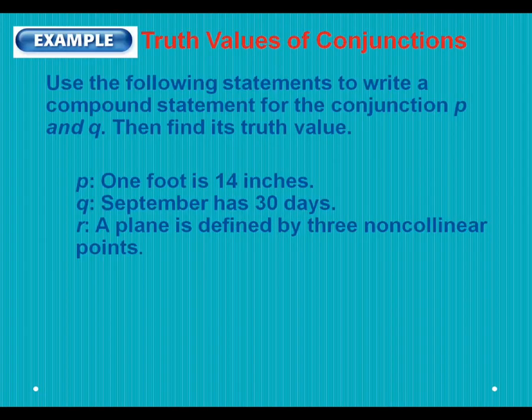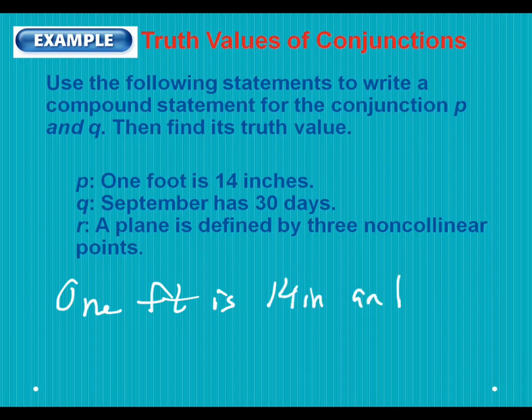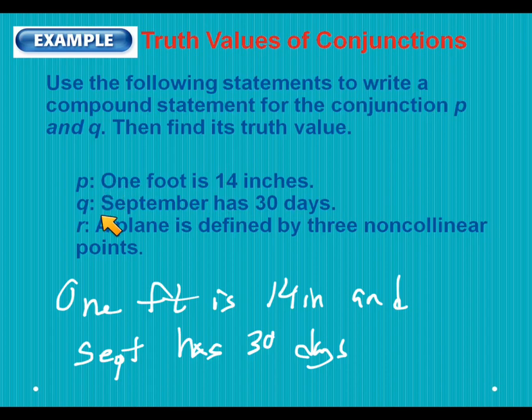So, for example, here's 3 different statements. Statement P, statement Q, and statement R. It says write the conjunction P and Q, then find its truth value. So I'm looking at P and Q. I need to write the compound statement. So that would be 1 foot is 14 inches and September has 30 days. Right? That is the conjunction between P and Q. And then it says, then find its truth value.